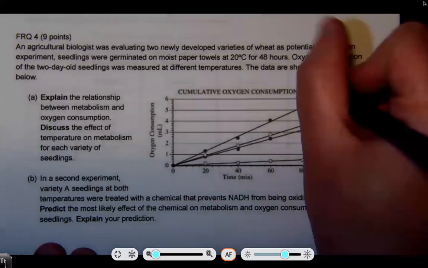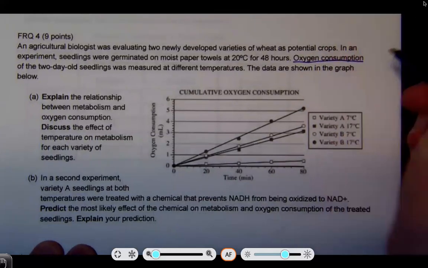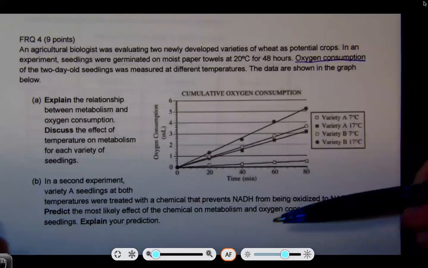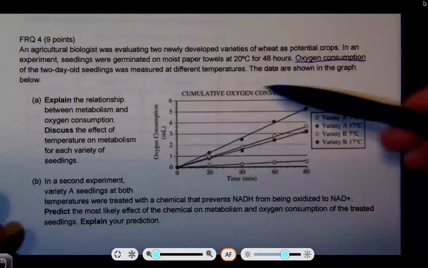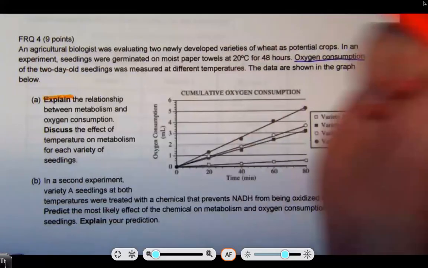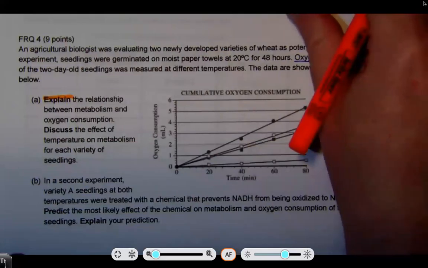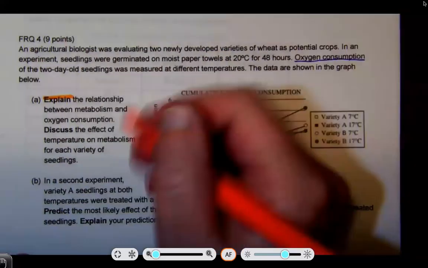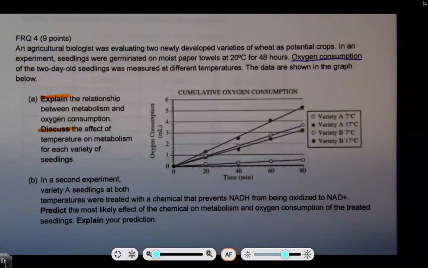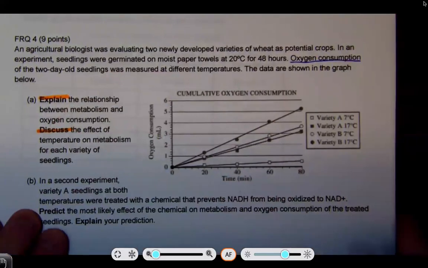Now, before we even look at the question, we can kind of guess what we're going to be talking about initially, and that's oxygen consumption, which is talking about metabolism. Okay, we're talking about respiration. So even though they're seedlings, we're not going to worry about sunlight right now or photosynthesis. So part A asks us to explain the relationship between metabolism and oxygen consumption. And then it asks us to discuss the effect of temperature on metabolism for each variety of seedlings. So for part A, this is a 2-part question.